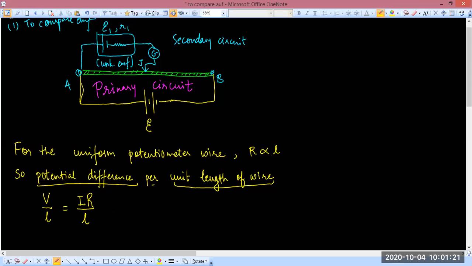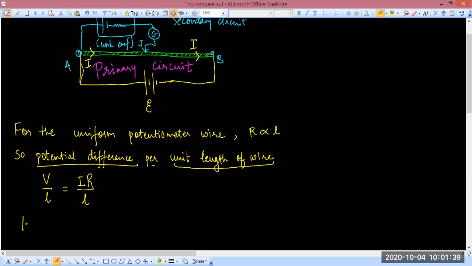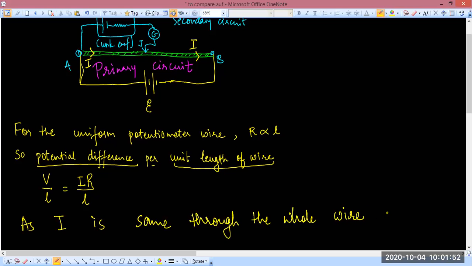So based on this, if some current I is flowing in this potentiometer wire, then you could say that I is the same through the whole wire in the null point condition.